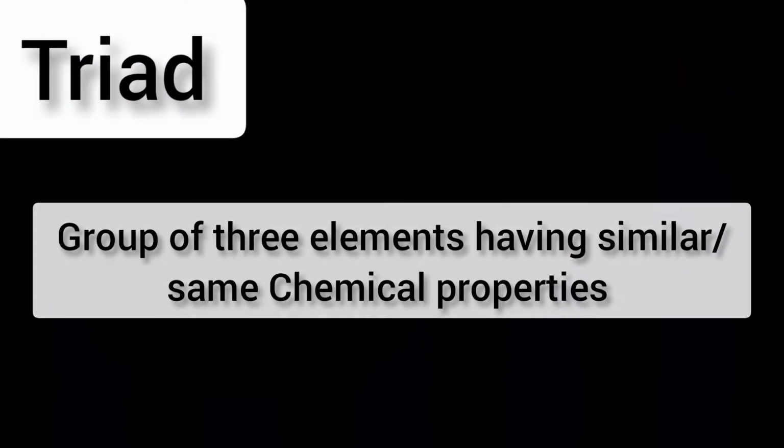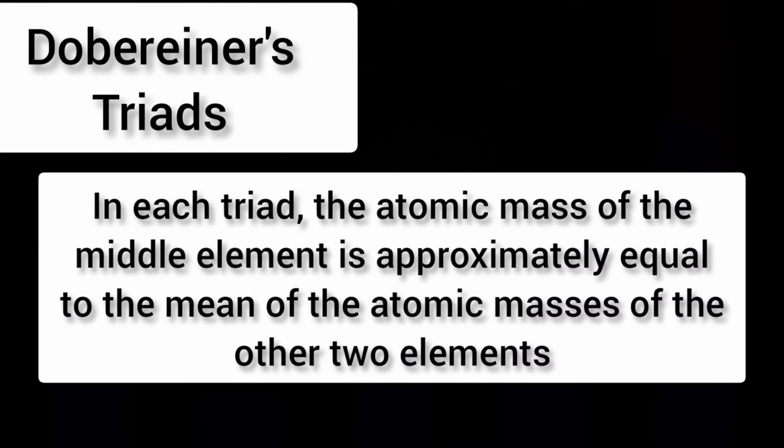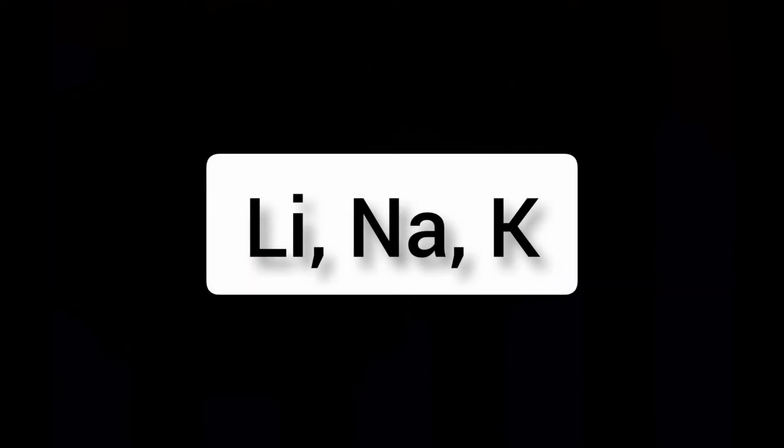Triad. A group of three elements having the same chemical properties is called a triad. Dobereiner's triad. In each triad, the atomic mass of the middle element is approximately equal to the mean of the atomic masses of the other two elements. For example, lithium, sodium and potassium. This is the most important triad which can be asked in the exam.